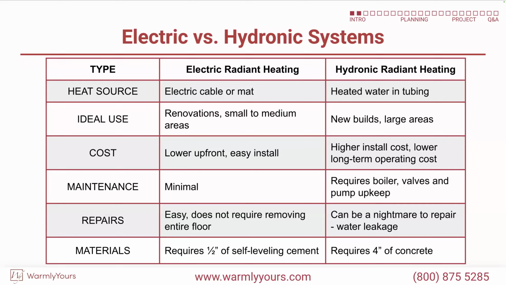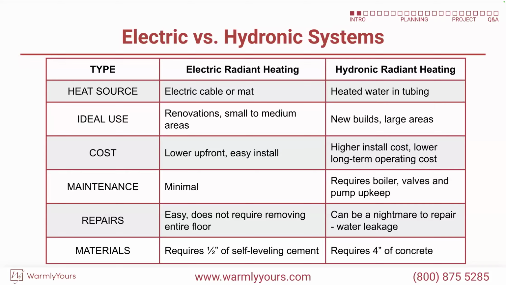Cost upfront, lower cost for electric is definitely going to be your number one factor. It makes it very attractive, whereas if you're doing a hydronic system, you're talking about a lot more expense in the overall operating cost, long-term costs, and that brings us right into the maintenance of it all. So with electric, you're not going to have hardly any maintenance whatsoever. But if you have a hydronic system, now we're talking boilers and valves and plumbing and HVAC and the whole shebang. So a lot more space in your home it'll take up as well.